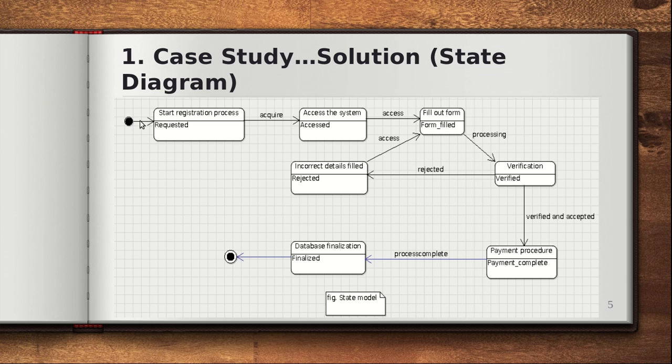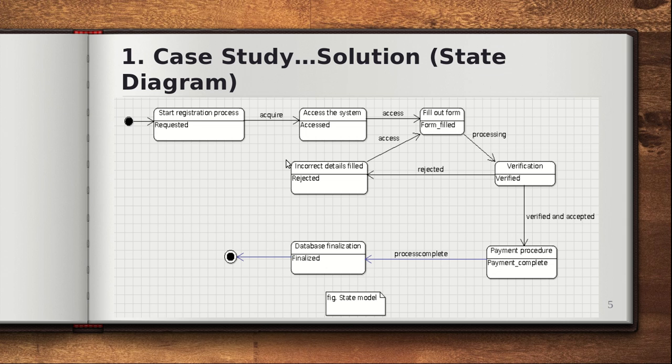Here you can see all the symbols used in the state diagram. This is the start symbol, this is the end symbol, and this is the symbol of the states. This is the name of the state, and this line is called a transition. From this beginning state to this particular state is a transition. All these are the transitions.